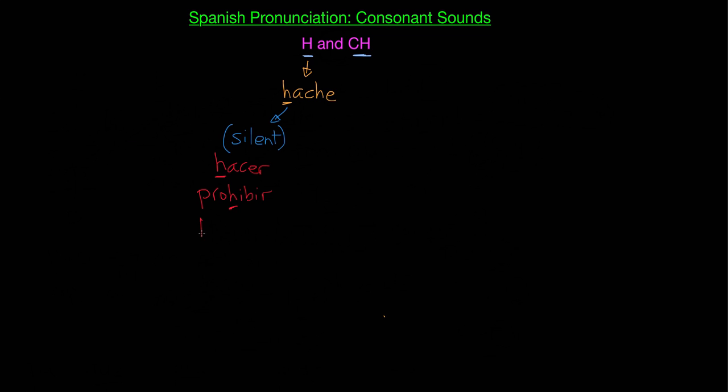Prohibir. Another one is prehistoria. Prehistoria. Yeah, that's prehistory. In Spanish, we don't hear the H. Okay, so we've got hacer, prohibir, prehistoria. No sound for the H.